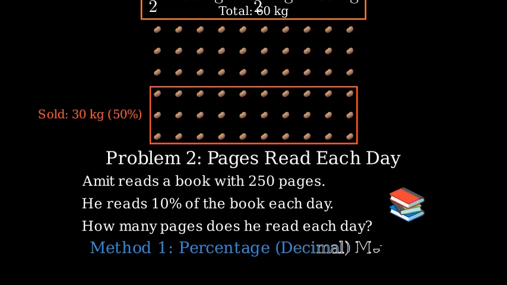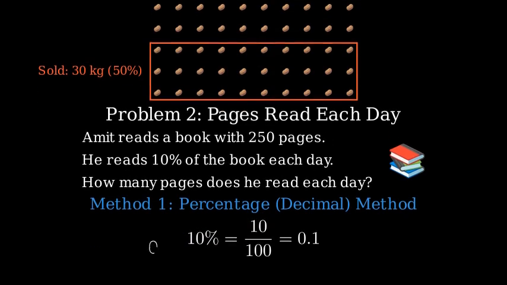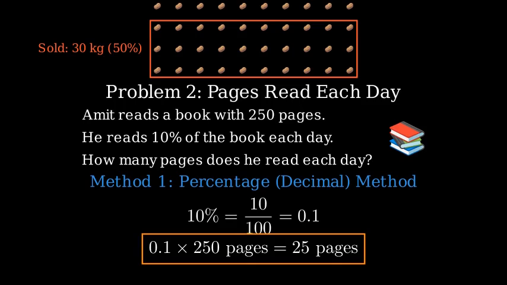Again, we convert the percentage to a decimal. 10% equals 0.1. Multiplying by the total number of pages, 0.1 times 250 equals 25 pages. So Amit reads 25 pages each day.